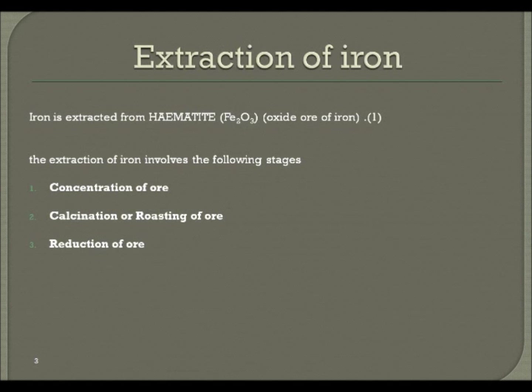The third step is reduction of ore, and the process of reduction is carried out in a blast furnace with a temperature of 1500 degrees centigrade. The extraction of iron is based on the reduction of hematite with carbon to produce iron.